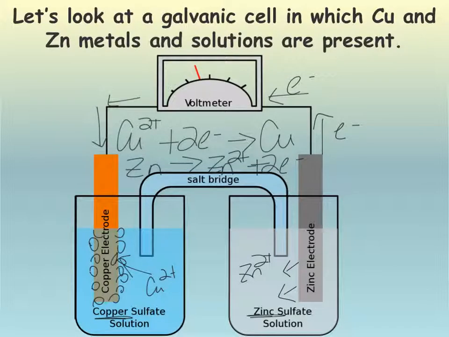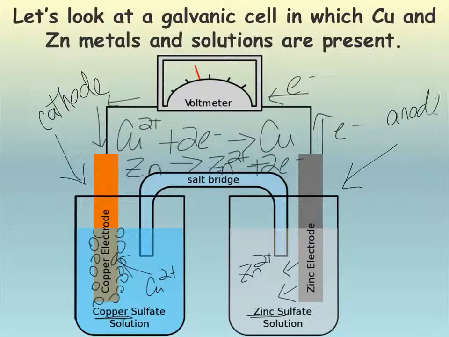So in our cell here, reduction is happening over here on the copper side. So remember red cat: reduction is at the cathode. So this is definitely the cathode, which makes the zinc, where the oxidation is occurring, the anode. So cathode, reduction; anode, oxidation.